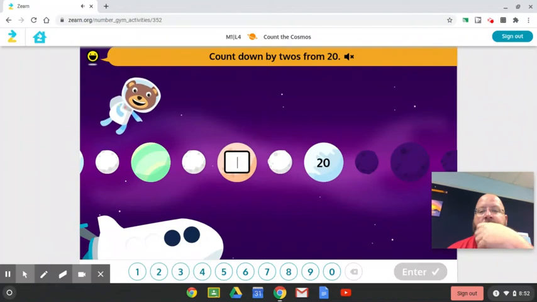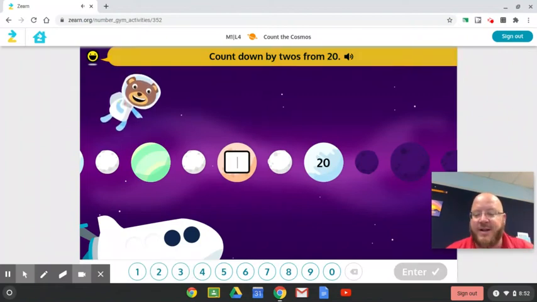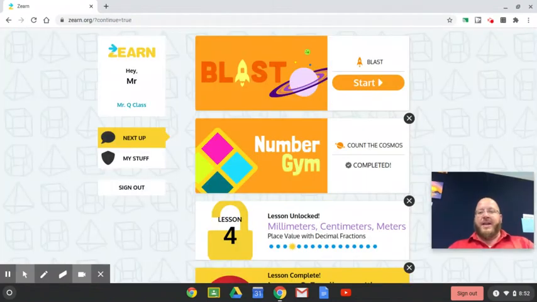Count down by twos from 20. All right, I'm going to pause this here. I think this is pretty easy for you guys to figure out. Okay, so I knocked that out. Count up by twos, count down by twos on my number gym today. That was pretty easy. Let's see what we have for the blast.